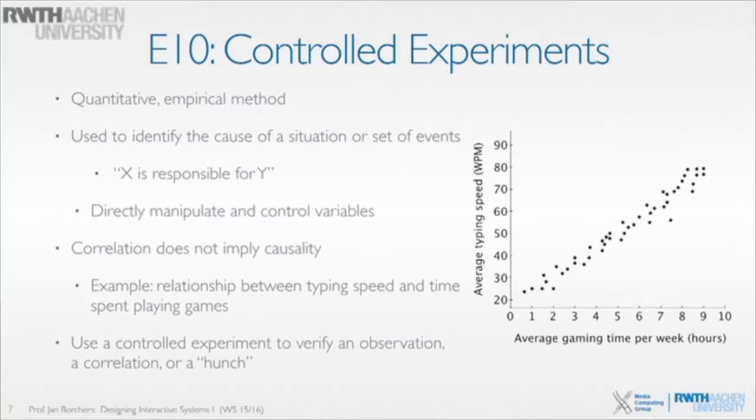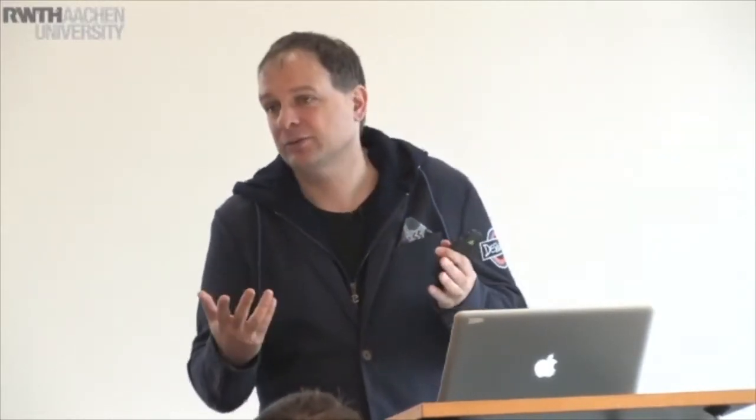Or there could be a third hidden factor that we don't know about. Maybe people who read well also type faster, and there are also people who tend to spend more time playing video games. I'm making all these things up right now, but notice that there are different kinds of explaining the correlation between those two data sets. Okay?